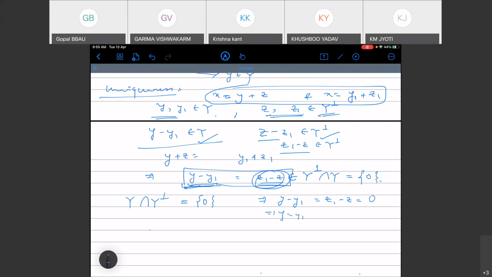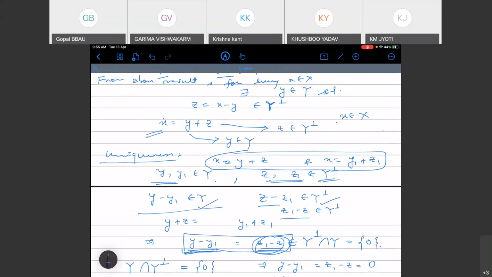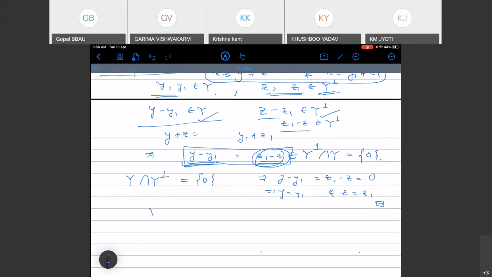From here you will get y equal to y1 and z equal to z1, and uniqueness follows from this. So what you have proven is that any arbitrary vector x can be represented as a sum of vectors from Y and from Y perp, and in fact this sum is unique. Therefore X is the direct sum of Y and Y perp. Okay, correct?